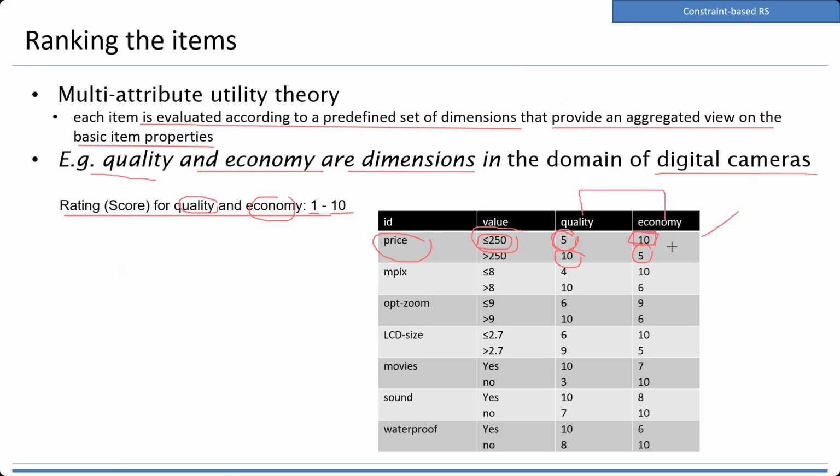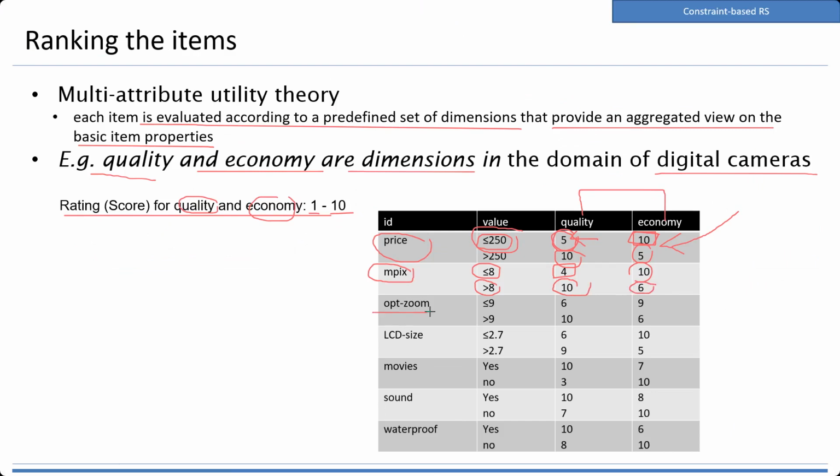The most difficult part is how to define the value of this rating. For example, the megapixel: if it is lower than 8, I can make a rating where the quality is 4 and the economy is 10. But if it is higher than 8, the quality is good, but the economy is maybe about 6.